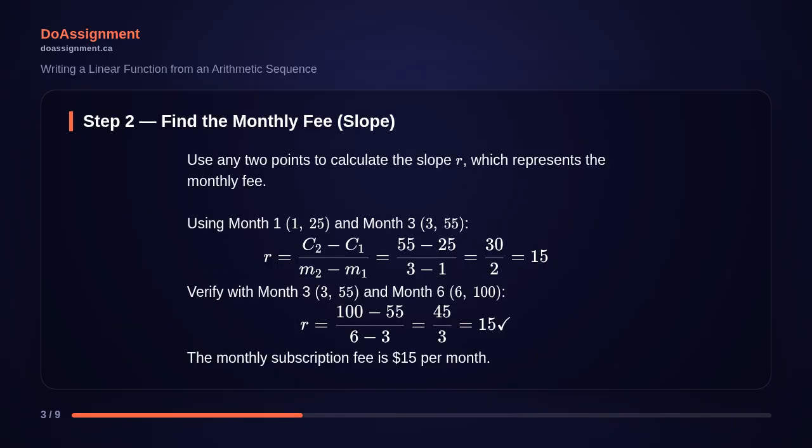To find the monthly fee, we calculate the slope using 2 of our points. Taking month 1 at $25 and month 3 at $55 gives us (55 minus 25) over (3 minus 1), which equals 30 divided by 2, or 15. We verify this with months 3 and 6. (100 minus 55) over (6 minus 3) is 45 divided by 3, also 15. The monthly fee is $15 per month.